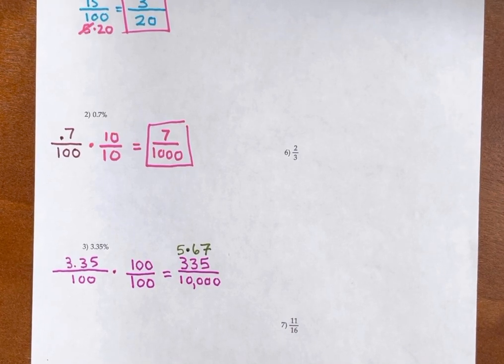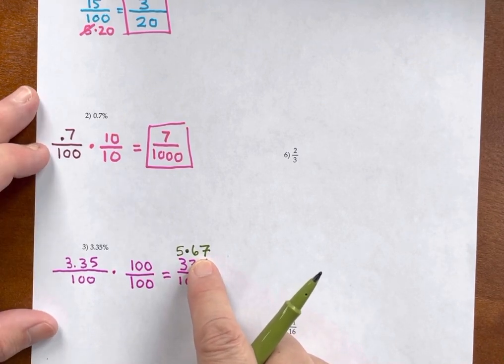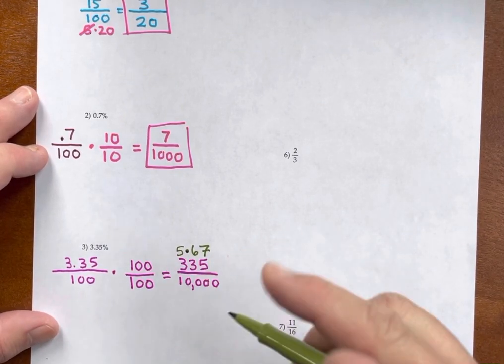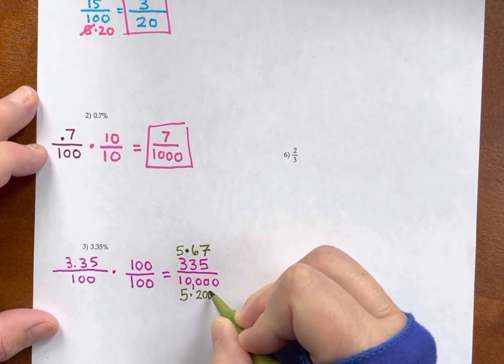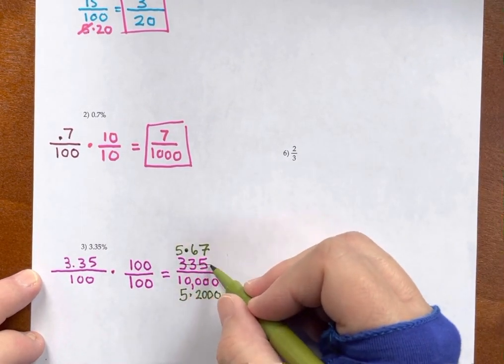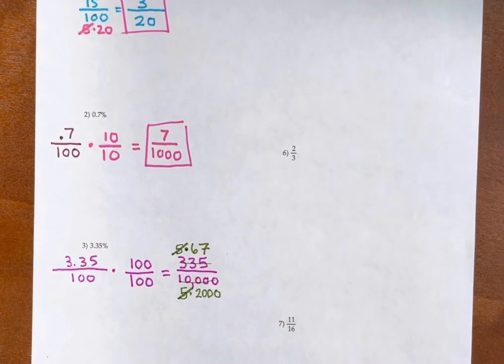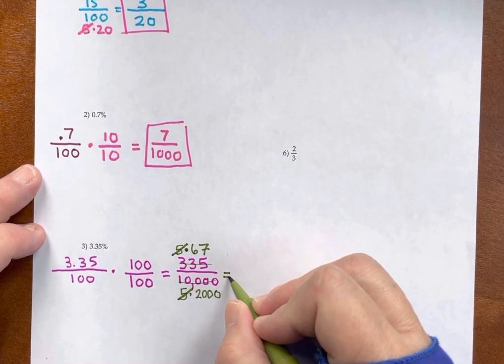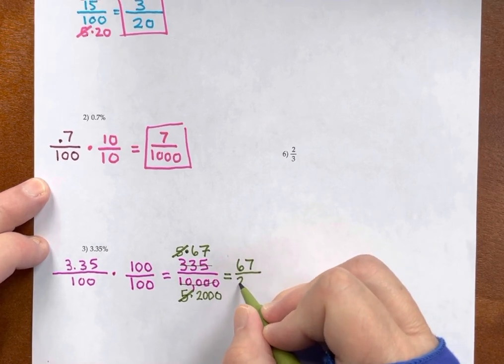And if you didn't know that, grab your calculator or do division. So 67 is a prime number. That means it's not going to reduce any farther. So 5 is what I need in the denominator. 5 times 2,000 makes 10,000. Okay, so I've factored those, right? And then I'm going to take the 5 divided by 5 and cancel that because that makes a 1. And so my answer in reduced fraction form will be 67 over 2,000.